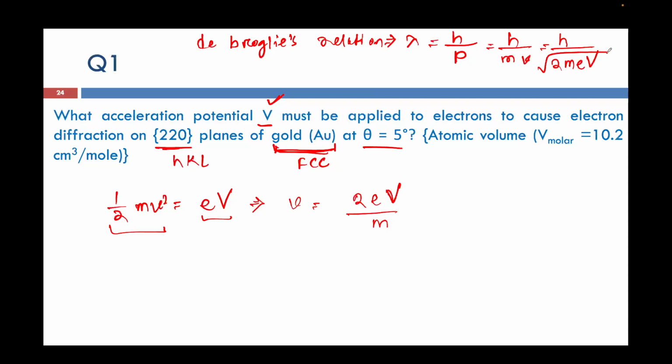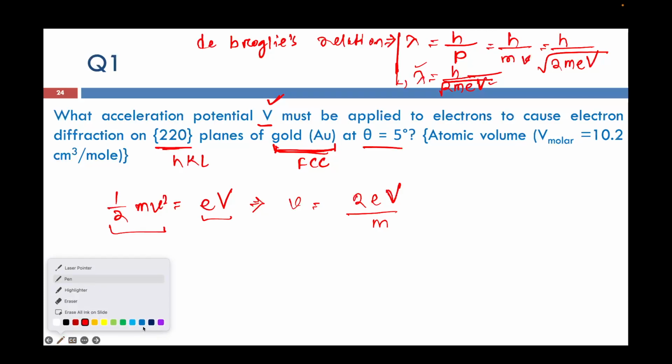So from de Broglie's relation, lambda is equal to h divided by the square root of 2meV. Here h is Planck's constant, whose value is 6.626 into 10 to the power minus 34 joule second. So this equation relates V, the acceleration potential, with lambda. Now the question is for me to calculate this term.